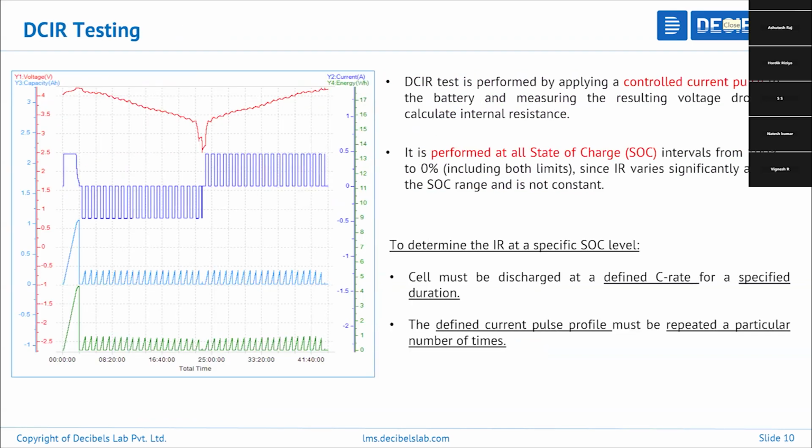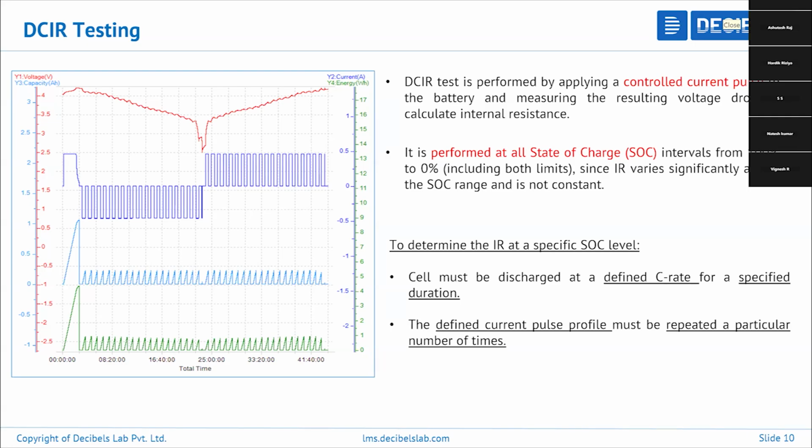Now we will go with DCR testing. So what is a DCR test basically? We especially perform the DCR test by applying a controlled current output. It is not that we are just exciting the cell; we need controlled current pulses. And this DCR we perform at a particular SOC.